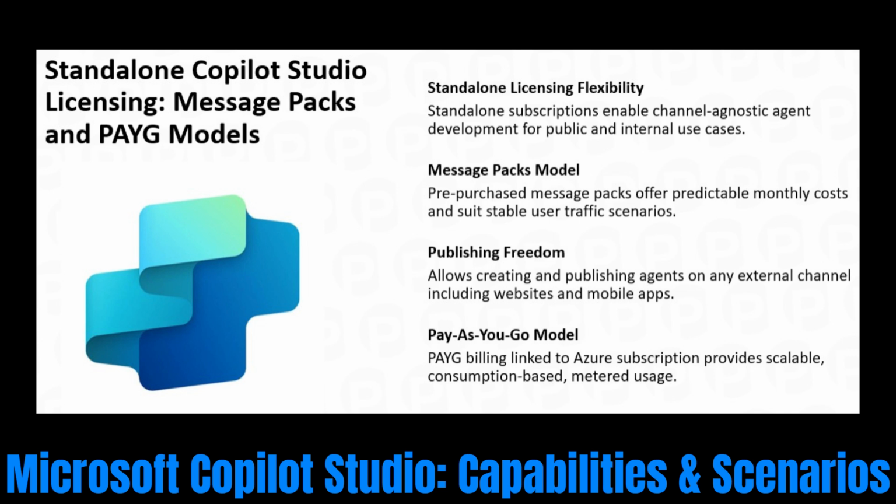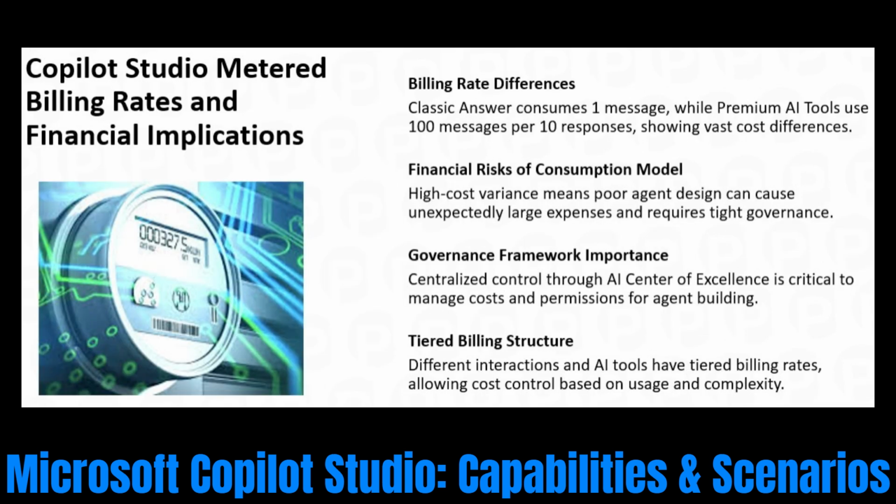Now, this is where I remember getting really surprised, how a message is actually defined. It's not just one question and one answer, is it? Because those costs could spiral. No, definitely not one-to-one. A message is more like an abstract unit measuring computational effort. And yeah, the cost per interaction can vary wildly depending on what you ask the agent to do. How wildly are we talking?